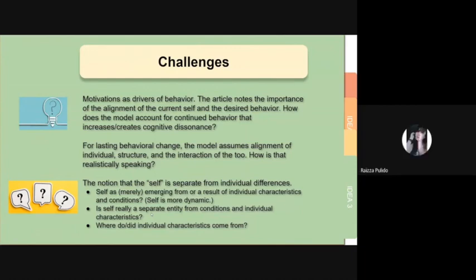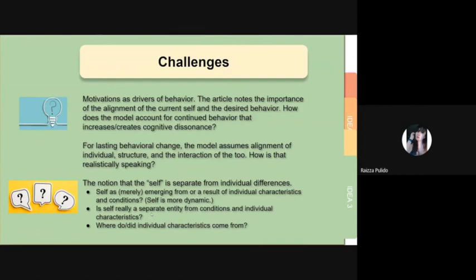So, right. My first question was about motivation. This was brought about by congruence: the current self needs to be aligned with the desired self to foster a certain behavior. So my question now is, how does the sociocultural model account for continued behavior that increases or creates cognitive dissonance? Maybe it has something to do with structure, but I was just thinking about those influencers. Maybe they have no cognitive dissonance, I don't know, but for some who I know have it, they still persist in doing those kinds of behavior. How does this model fit in that way?